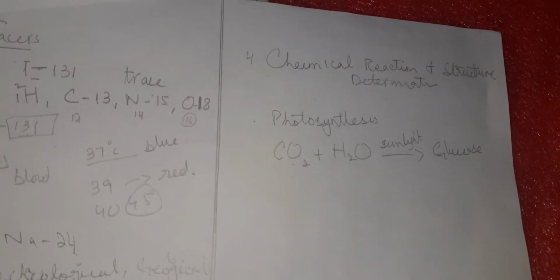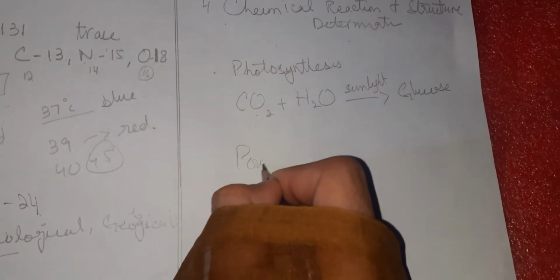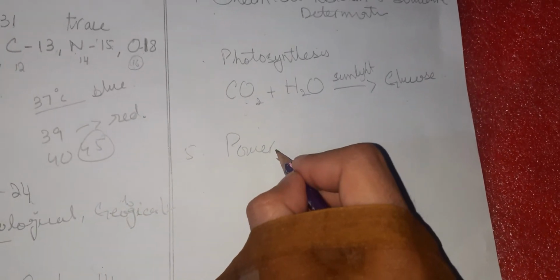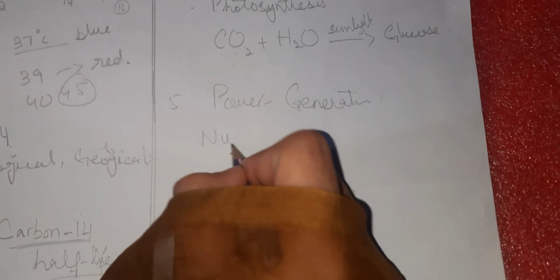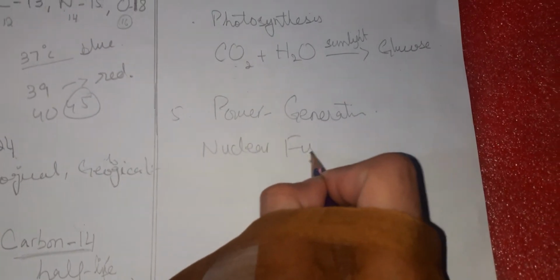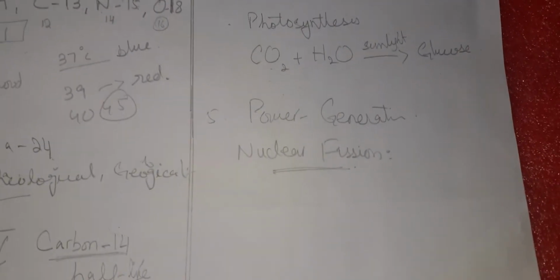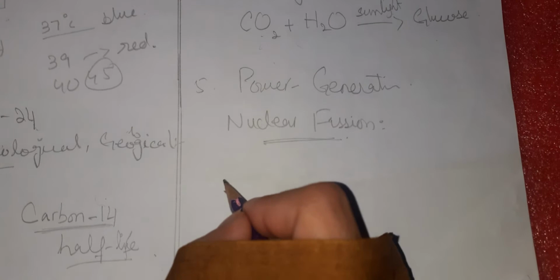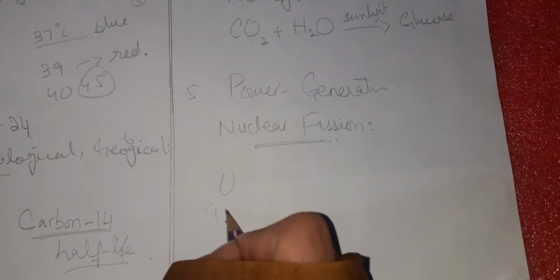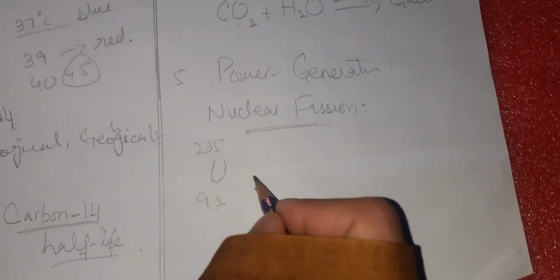The last topic, the most important one, is applications in power generation. Power generation is the fifth application. This is a phenomenon known as nuclear fission, which is a very dangerous phenomenon. What happens in this case? Highly radioactive isotopes are taken, for example uranium-235, where the atomic number is 92 and the mass number is 235.